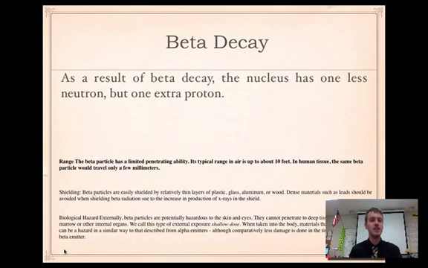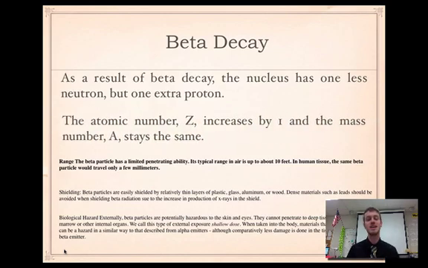Okay, so as a result of beta decay, the nucleus has one less neutron, but 1 extra proton. So what that means is that my mass number is going to stay the same. So for beta decay, mass number stays the same. What ends up changing is my number of protons. So if a neutron becomes a proton, I have 1 extra proton. Okay, so 1 fewer neutron, 1 extra proton. So my atomic number, or my number of protons, increases by 1, and my mass number stays the same.